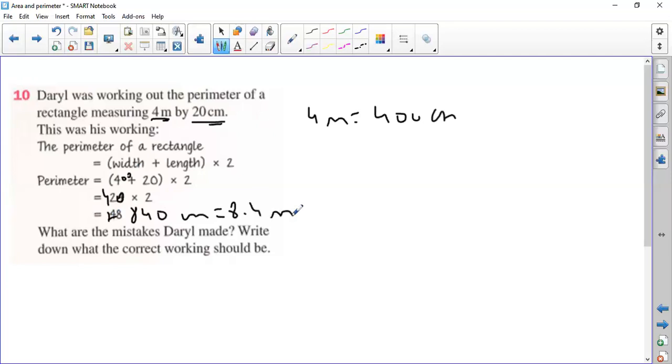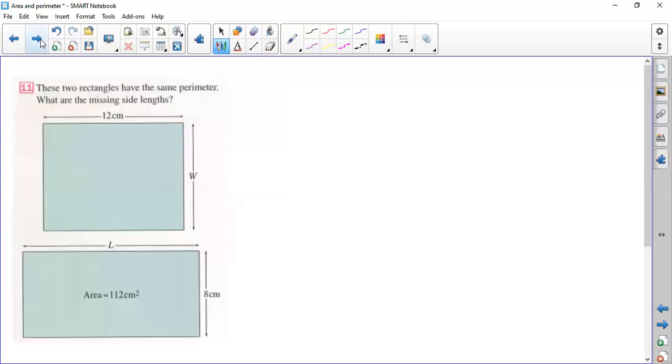Okay, so we must give the same units. So this one is the mistake that Daryl has made. Let's see exercise 11. These two rectangles have the same perimeter. What are the missing sides length? Now, there are two rectangles given which have the same perimeter, and some of the sides are missing and we have to find them.